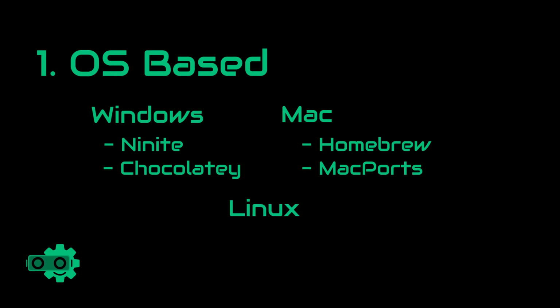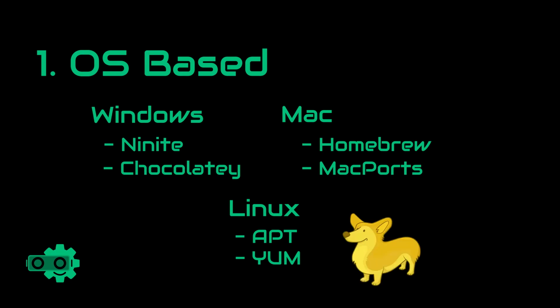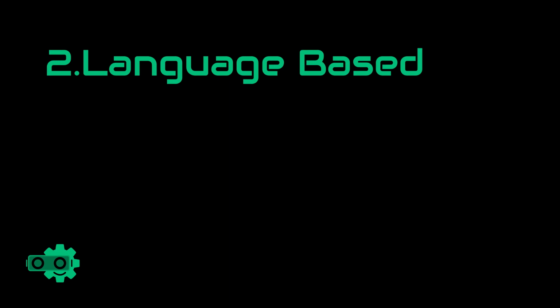As for Linux, the gold standard package manager is obviously APT, which stands for Advanced Package Tool. If you have used Linux before, I'm sure that you have encountered it at least a few times. Yum is also a great option for Linux, which interestingly stands for Yellow Dog Updater Modified. I have absolutely no clue where that naming comes from, but if you do, please let me know in the comments below.